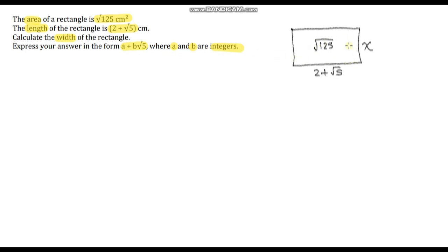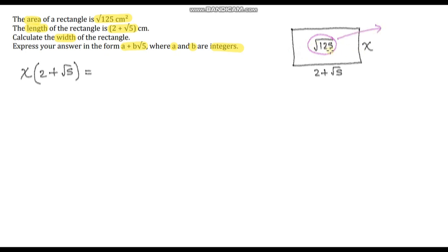So we know how to calculate the area of a rectangle. We know that it's width times length. So let's write that out. So the width is x, and if we multiply that by our length, 2 plus root 5, that will give us the area of the rectangle, which is root 125. Now, I'm just going to pause because at the moment, this is not in its simplest form. So root 125, we can simplify that.